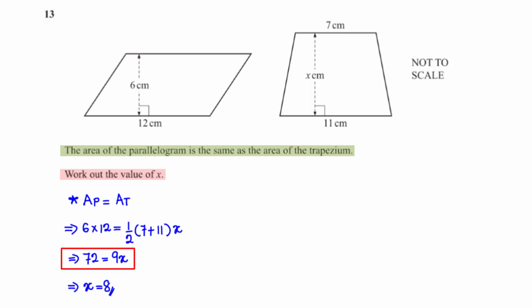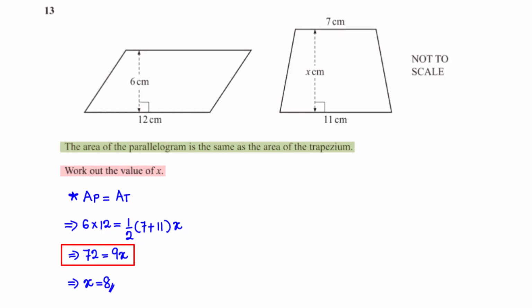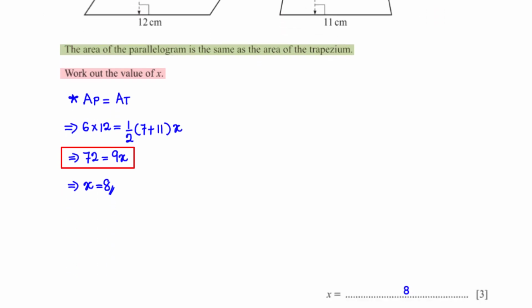6 times 12 is 72. Half times 7 plus 11 is 9. When we divide both sides by 9, we get x equals 8.